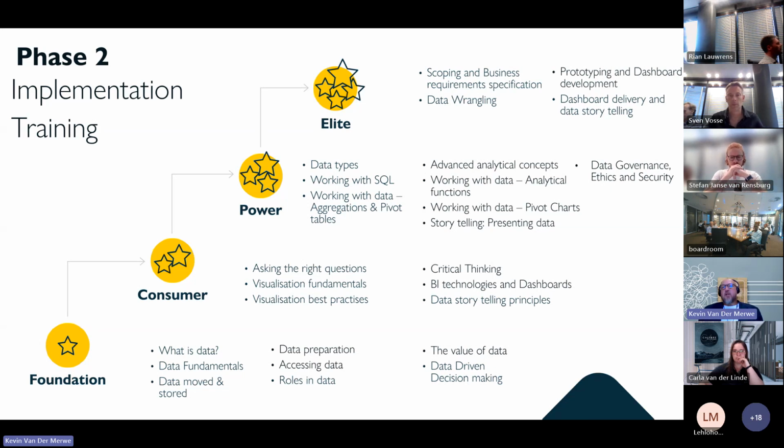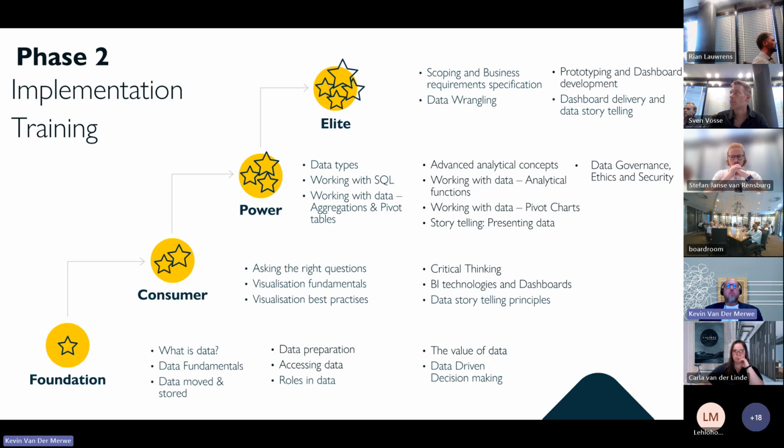And then BI technology and dashboards. What are the basics of dashboarding? What does a good one look like? What does a bad one look like? What are some of the key principles behind that? And then data storytelling, of course. What is a data story? How do you build one? How is it structured? How do you deliver one? All the core skills around that.